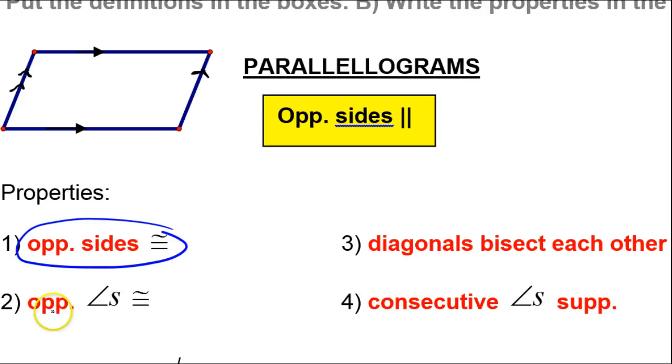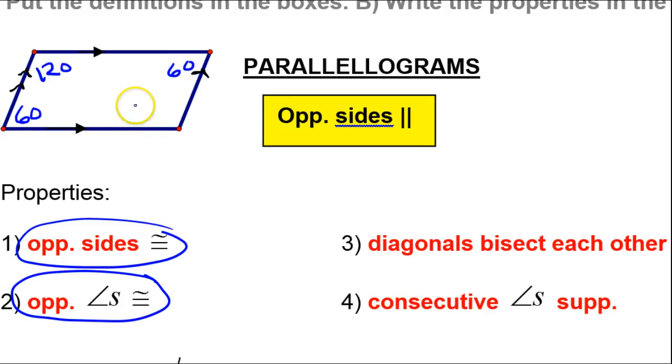Also, for parallelograms, opposite angles are congruent. So for example, if this is a 60-degree angle, then this is a 60-degree angle. If this is a 120-degree angle, then this is a 120-degree angle. So opposite angles are congruent. That's another parallelogram property.